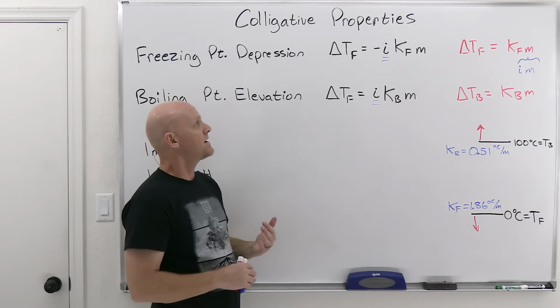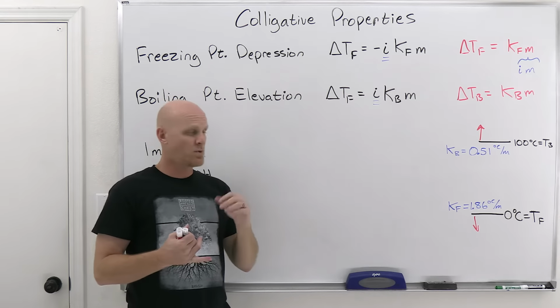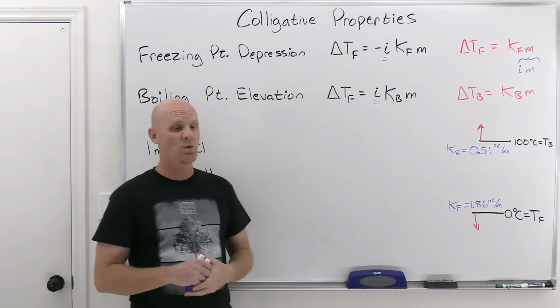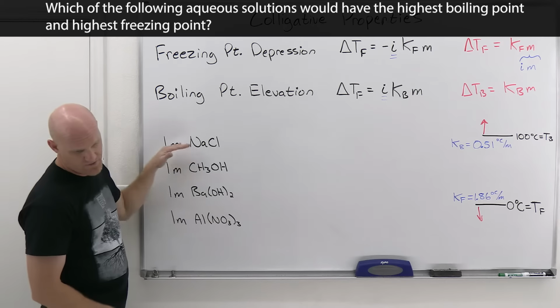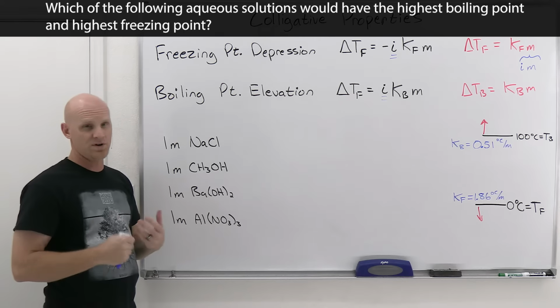Okay, so a couple different kinds of questions you might get on something like this. Before we do any calculations, we're going to see some questions you might see that don't involve any calculation whatsoever. The first one here is, which of the following aqueous solutions would have the highest boiling point and highest freezing point? So we really have two questions here.